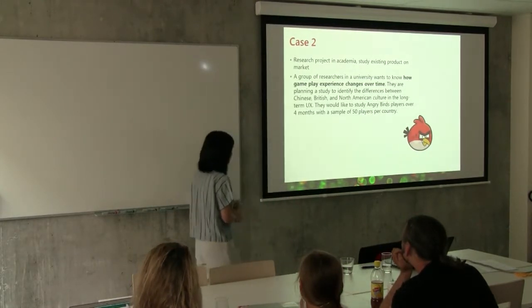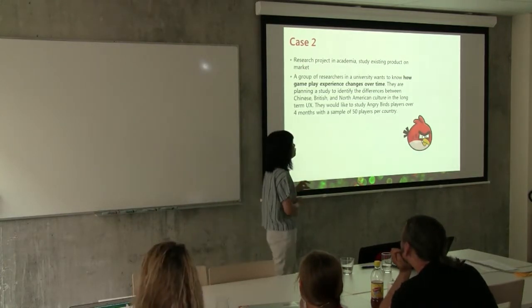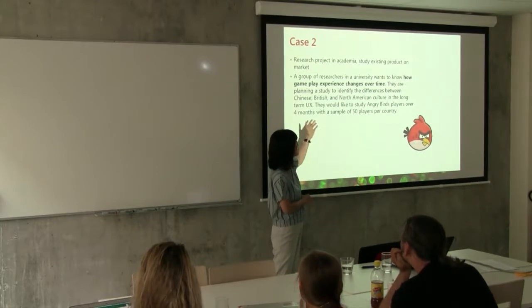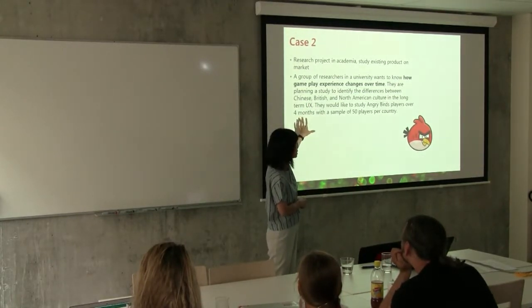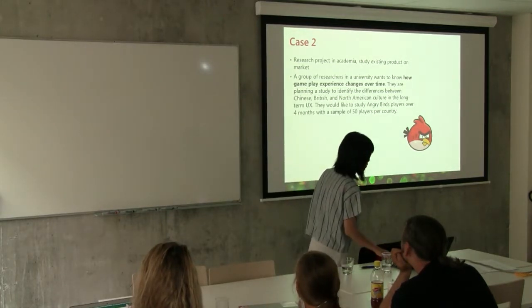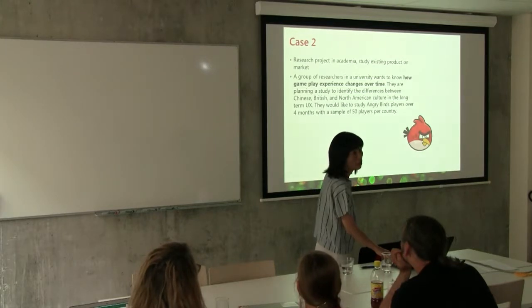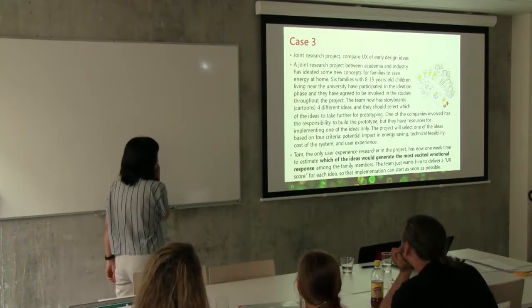So they want to study Angry Birds players over four months with a sample of 50 players per country. You can see the scale is already different from the previous case. We have a much longer time, and the number of players involved is much larger. This enables them to compare the studies and get the results. This slide is far too much for you to read.